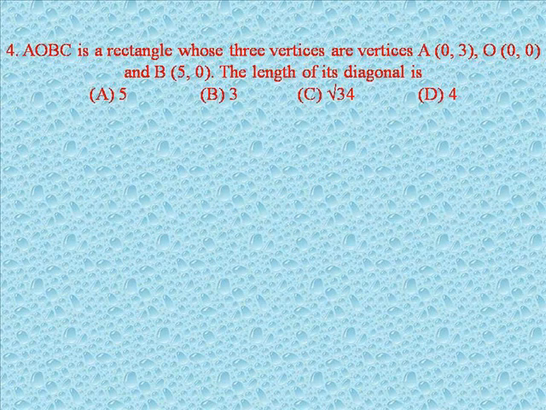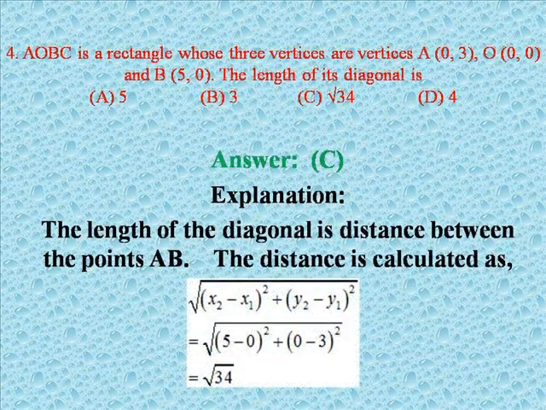Question number 4. AOBC is a rectangle whose three vertices are A(0, 3), O(0, 0) and B(5, 0). The length of its diagonal is, and you have four options. Let me show you the answer. Answer is option C, that is √34, and you can see the explanation.